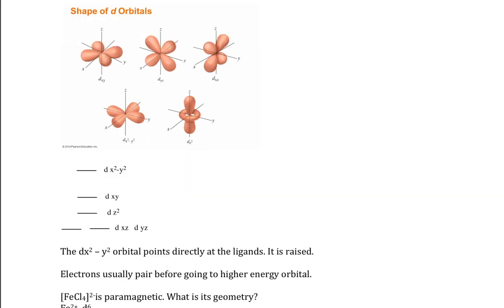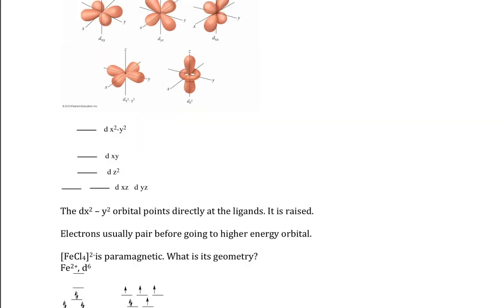And when using that, electrons usually pair before going to a higher energy orbital. So let's say that we had 5 electrons. We would fill the lower two. We would have 2 electrons in each of those lower 2 orbitals before going into the dz squared orbital. Electrons pair before going to a higher energy state.